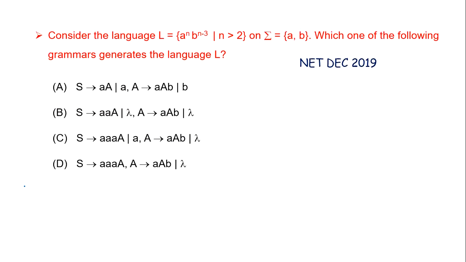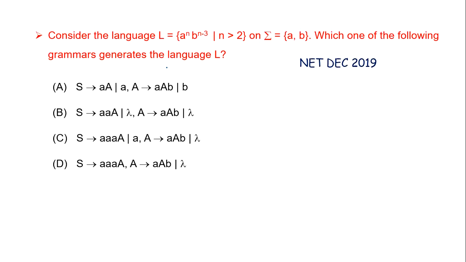Our next question is, consider the language L equals a raised to the power n, b raised to the power n minus 3, such that n is greater than 2. This is our condition. On alphabets A and B, which one of the following grammars generates the language L? In the options we have 4 grammars, and we have to tell among these 4 grammars which one will generate this language L, where a raised to the power n into b raised to the power n minus 3.